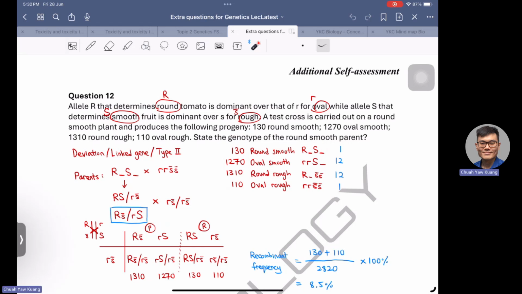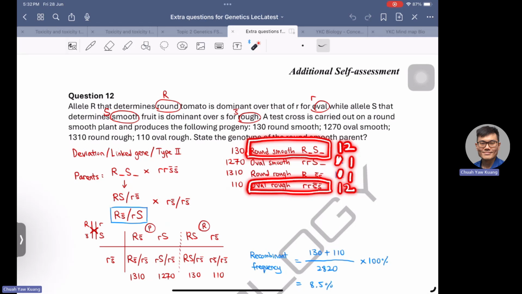On the other hand, if you find out that the offspring with both dominant traits and the offspring with both recessive traits have a higher ratio, say this one is 12 and these two become 1 and 1, then that means that one of the parents, the heterozygous parent, must have this type of genotype.